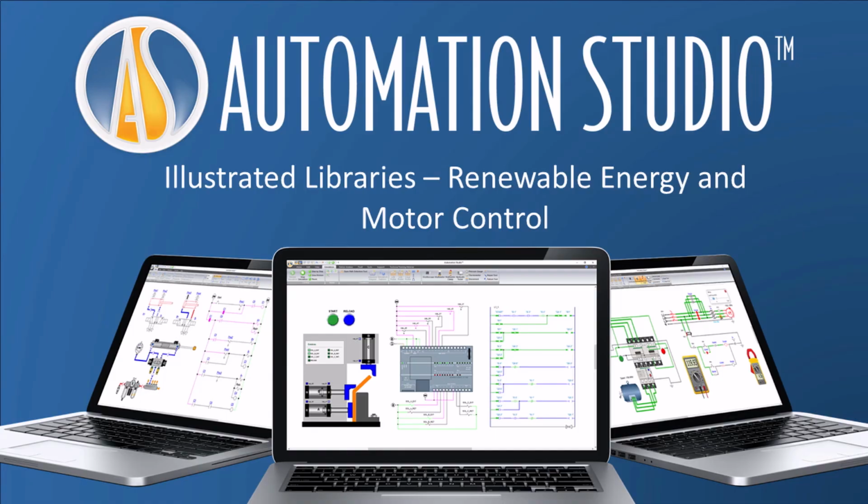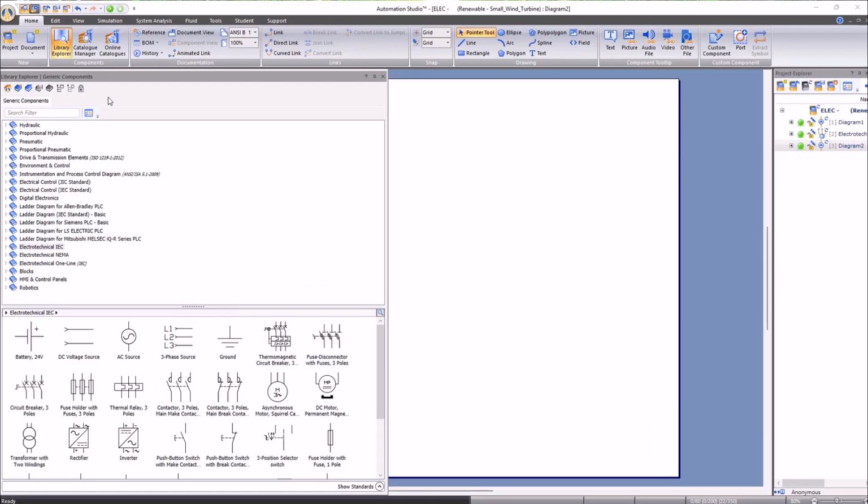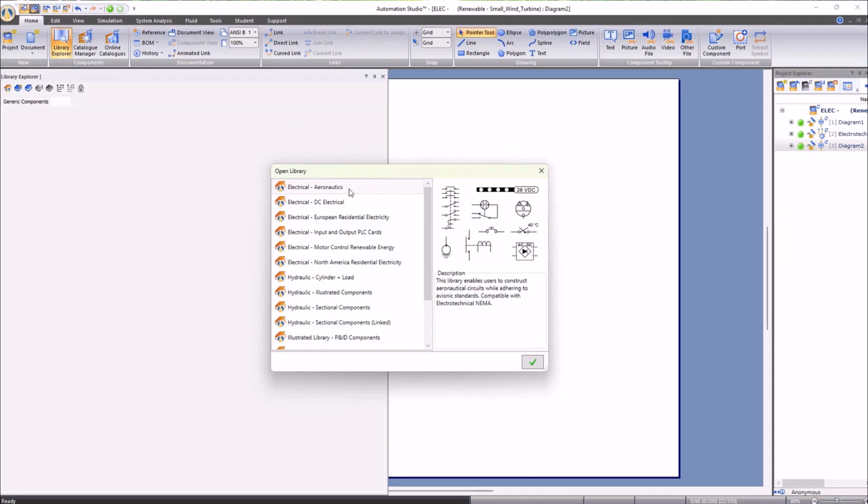In this video, we will explore the different sections of a library and how they can facilitate the design and simulation of projects in the field of renewable energies. The Renewable Energies Library is divided into three main sections.